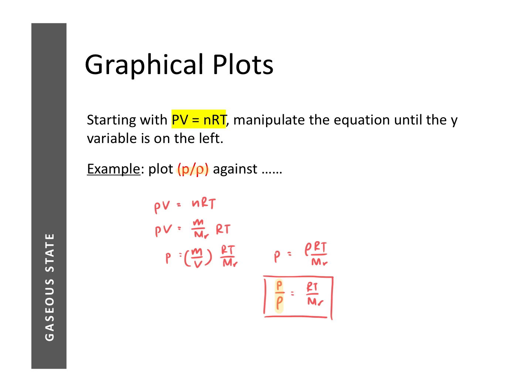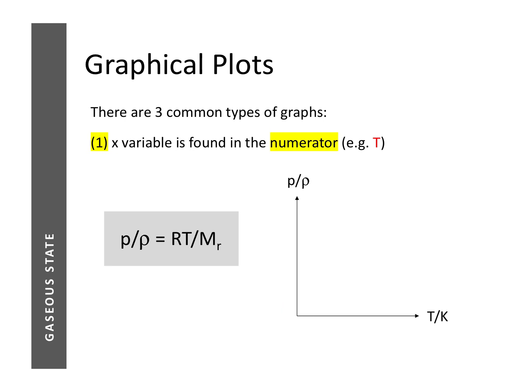Now once you have done that, that's half the battle won. You need to find out where the x variable is in the equation. There are three possible scenarios. Scenario number one: for example, if I want to plot pressure over density against temperature, you'll find that temperature appears on the numerator in the equation on the right. So what it means is that you have a y equals x type of graph. So it will look something like this.